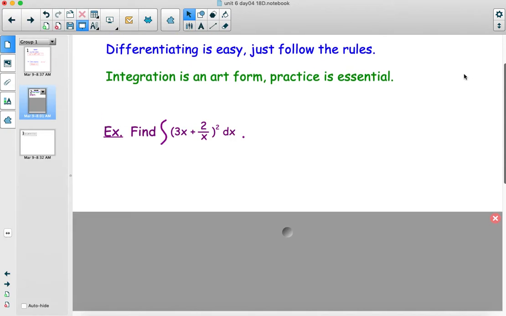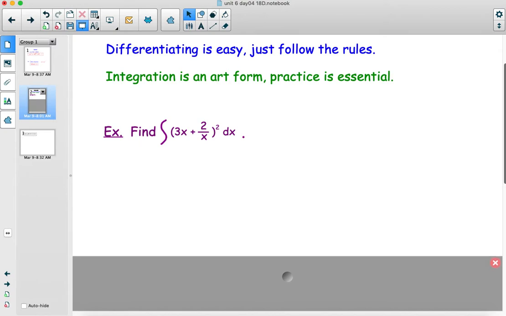Alright, so let's find the integral of (3x plus 2 over x) quantity squared. Well, this doesn't look so easy. And you might think, well, maybe it should be (3x plus 2 over x) to the third power, because the exponent here was 2, and so we add 1 to that and we get 3.